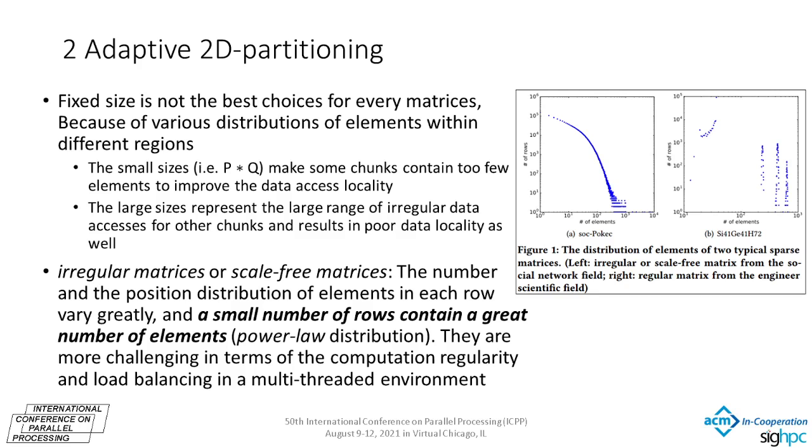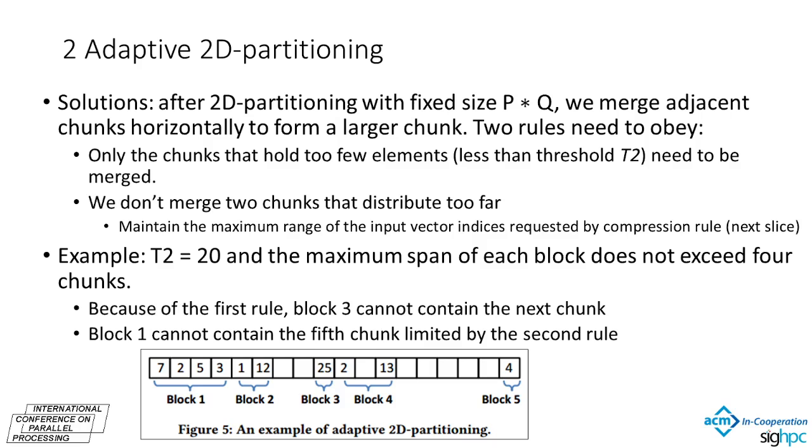In these matrices, a small number of rows contain a great number of elements, as Figure 1a shows. As a comparison, the matrix of Figure 1b is more regular. In this work, we propose adaptive 2D partitioning. That is to say, after 2D partitioning with fixed sizes P and Q, we merge adjacent chunks horizontally to form a large chunk, but two rules need to be obeyed.